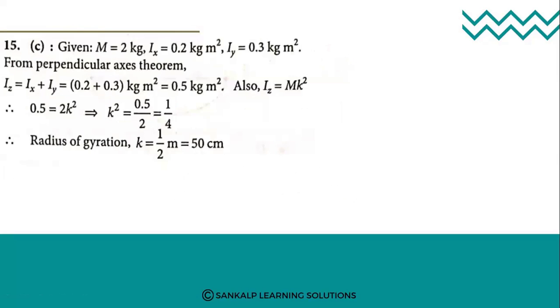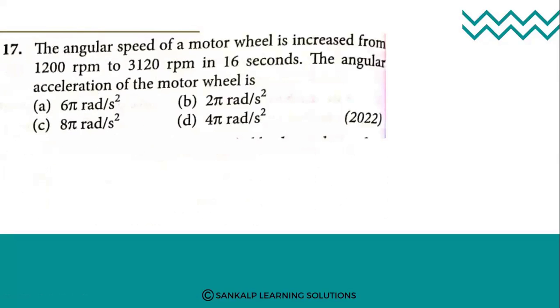So, last one question. This question we will do. Last one question here, students. See, the angular speed of a motor wheel is increased from 1200 rpm to 3120 rpm in 16 seconds. The angular acceleration of the motor wheel is? So what is the value of the angular acceleration?